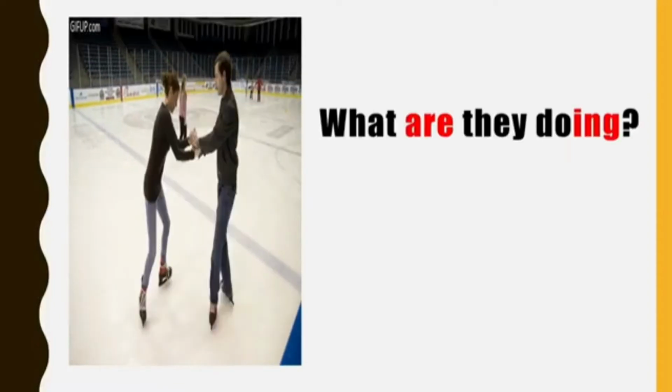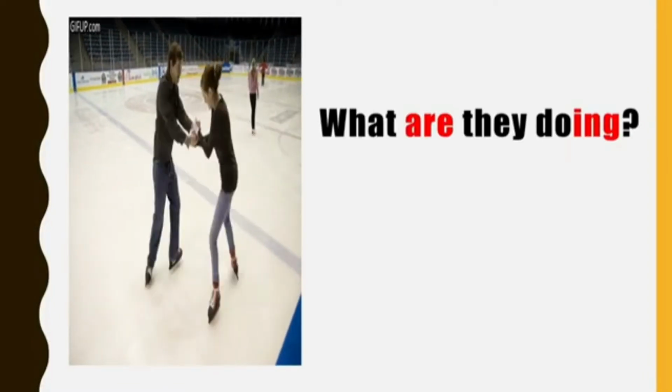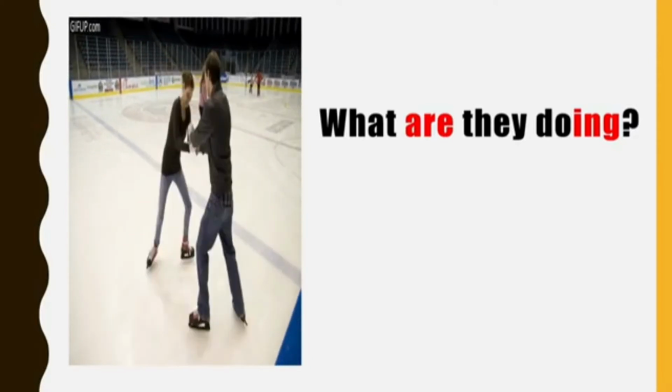Next. What are they doing? Why is it that suddenly the question uses they and not he or she? Because in the picture, there is more than one person. Therefore, we have to use they. Since the question asks, what are they doing? So, we look at the picture. Obviously, the two people are ice skating.